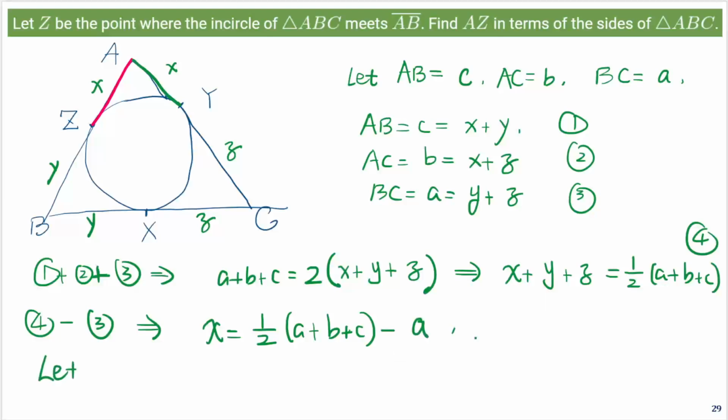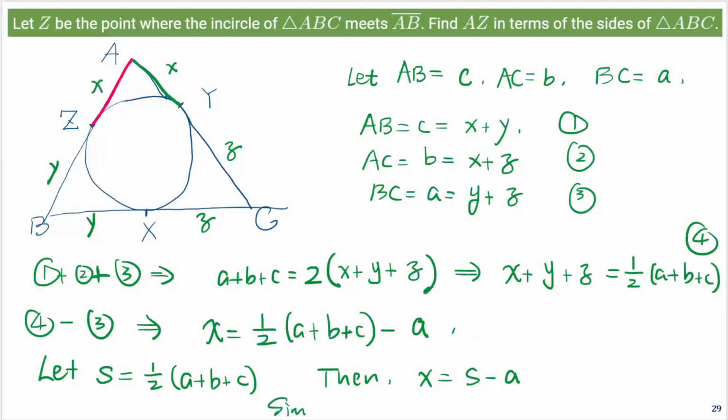And usually we'll use the letter S to denote half of the perimeter of triangle ABC, right? If we let S equal 1/2 of (A plus B plus C), then we know that X equals S minus A. Did you get it? Where S is the semi-perimeter, or half the perimeter of the triangle. So this actually gives us the relationship between X and A.